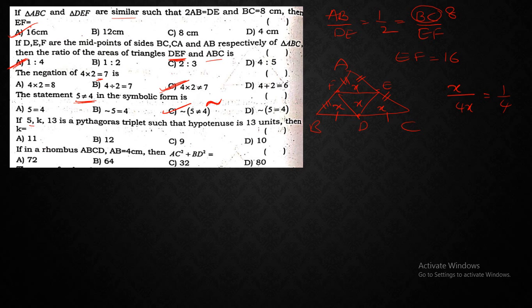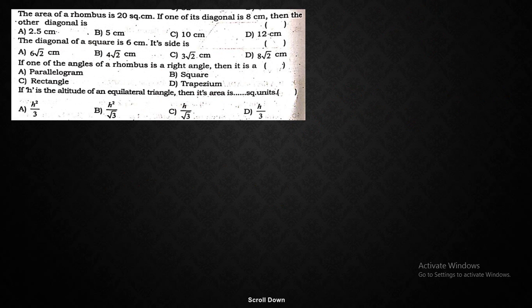Right. Next, 5, k, 13. So already we know the Pythagorean triplet, right? So 5, 12, 13. So k is equal to 12. Next, if in rhombus AB is equal to 4. So already we have done the proof of this, right? So AC square plus BD square. So sum of squares of diagonals is nothing but equal to 4 times side square. So which is nothing but 4 into 4 square, which is nothing but 4 cube. 4 cube is 64.